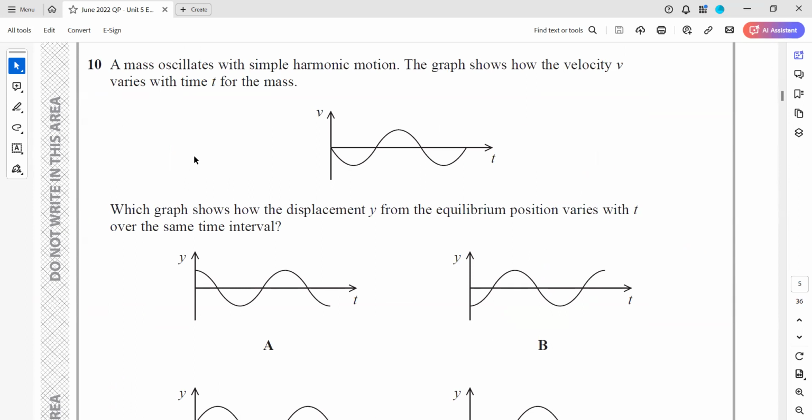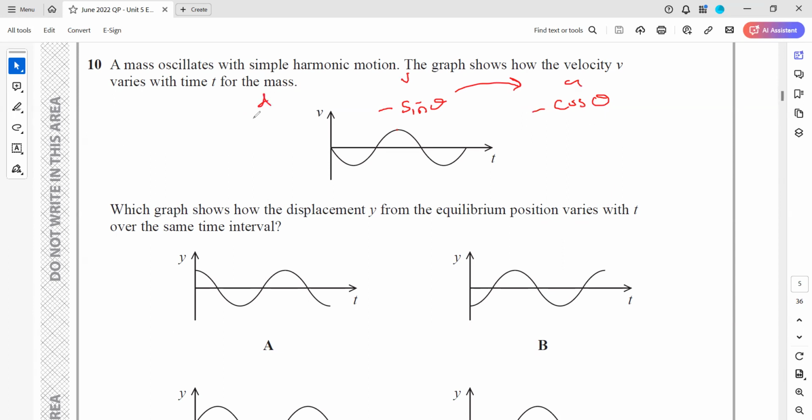Then this is a velocity graph. So simple harmonic motion. First identify which graph this is. This is a minus sine. So what is the derivative of the minus sine? It will be minus cosine. Because if you remember, the derivative of sine theta is cosine theta, and of minus sine theta is minus cosine.